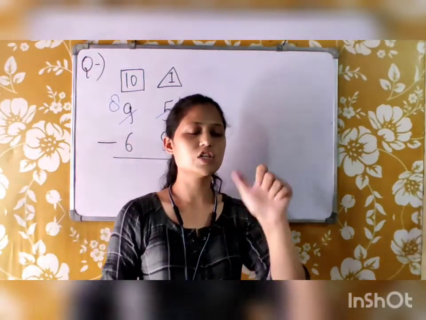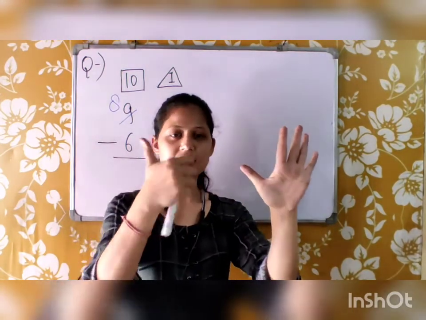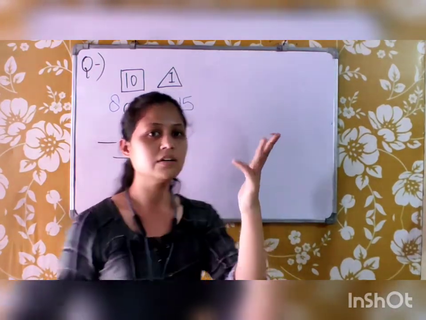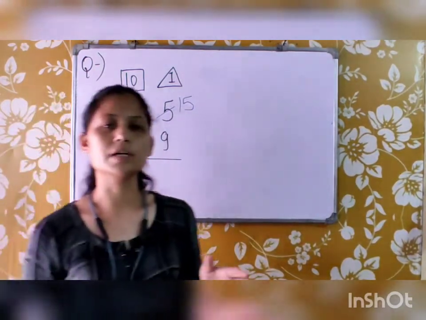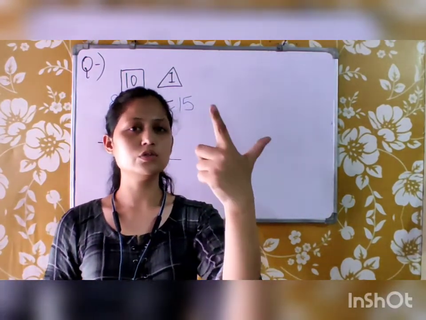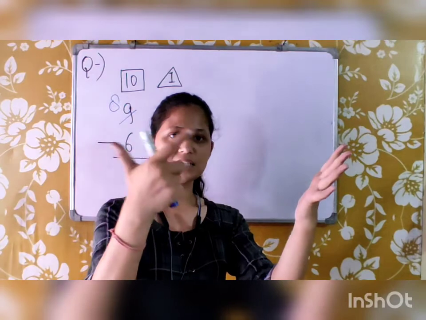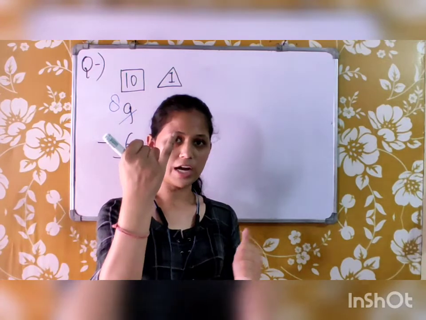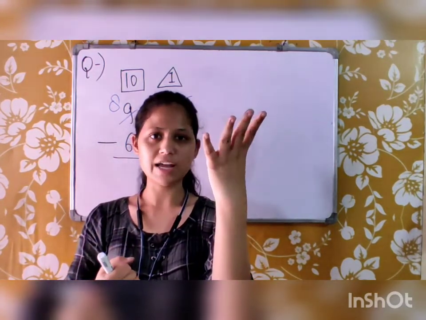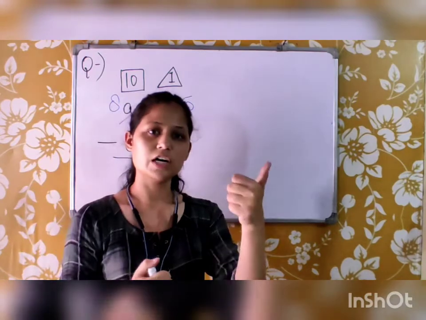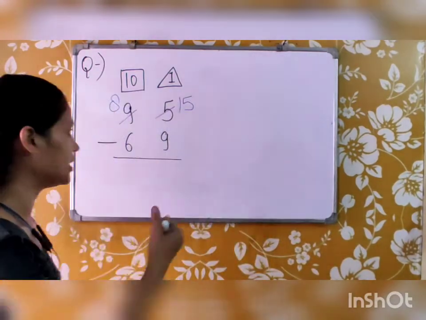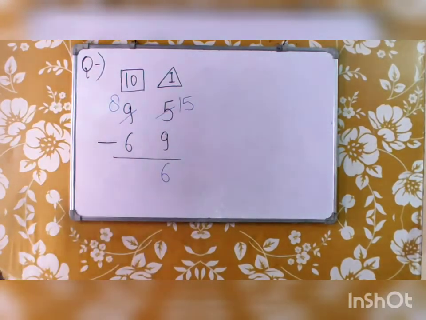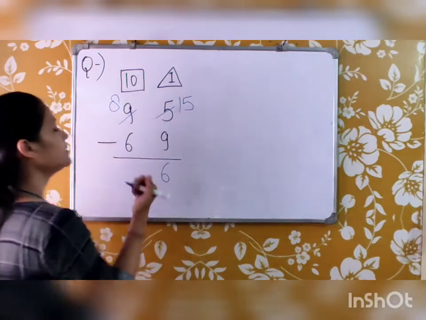See, 15, this is 1, 2, 3, 4, 5, 6, 7, 8, 9 and 10, then 11, 12, 13, 14, 15. And I have to minus 9 from it. So 1, 2, 3, 4, 5, then 6, 7, 8 and 9. I have minused 9 from it. Now how much is left? 1, 2, 3, 4, 5 and 1 was left here, 6. So 15 minus 9 will be 6.